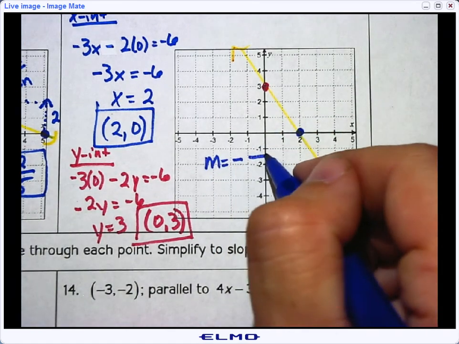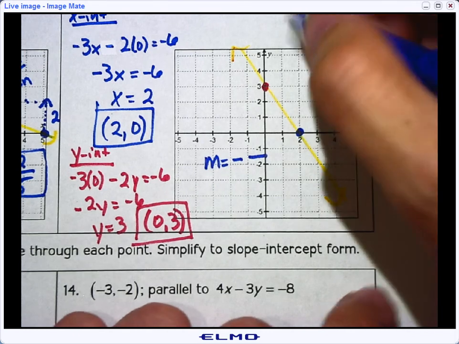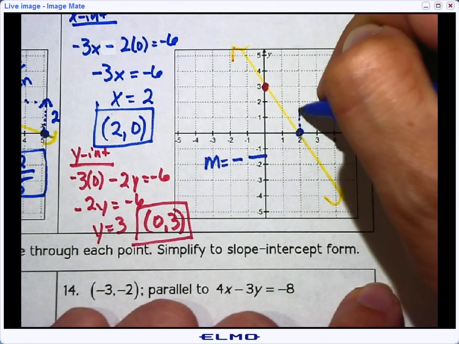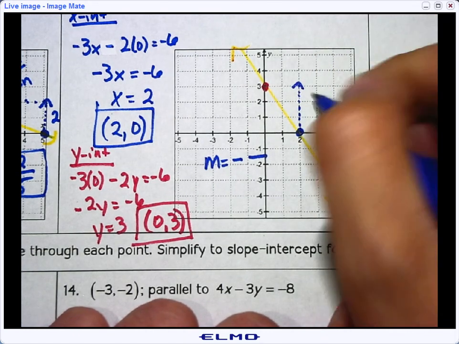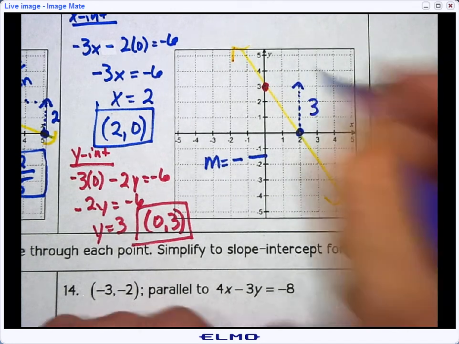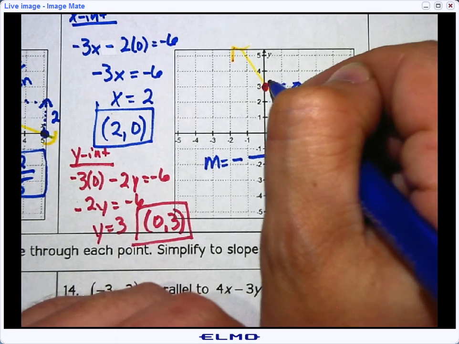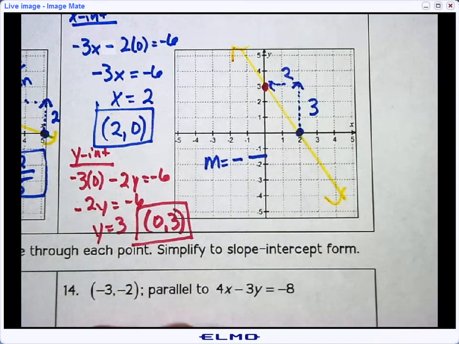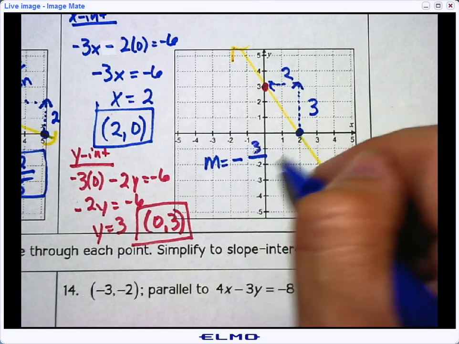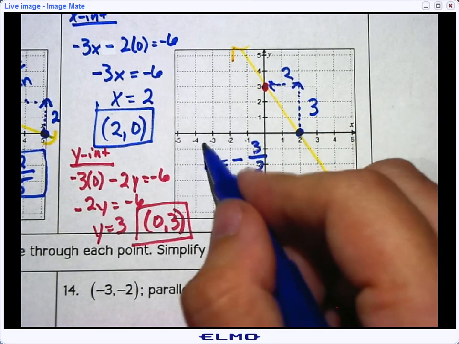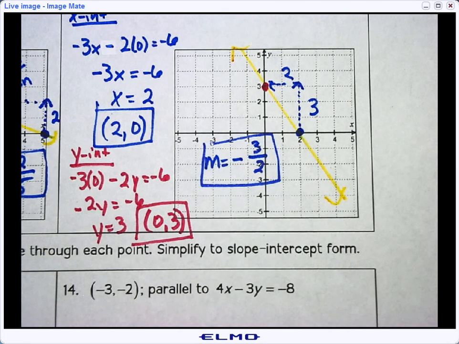So now I just got to figure out what's the rise, what's the run. So rise, I have to go up, what's that, 3? And then run, I have to go over 2. So rise 3 over run 2, get a slope of negative 3 over 2.